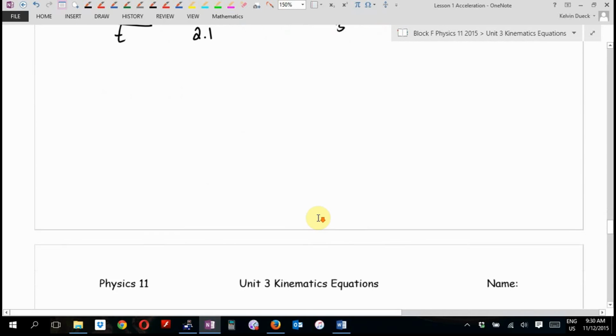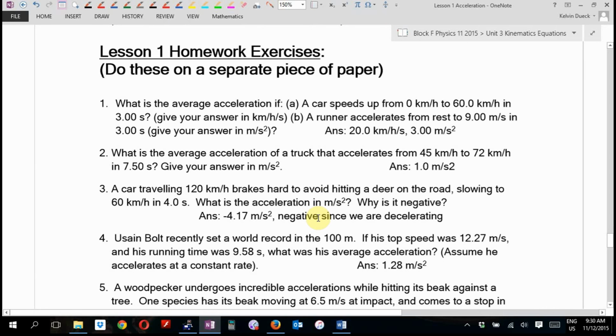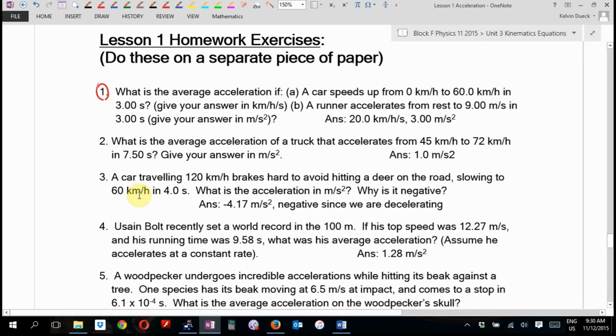What's your homework today? I wrote do these on a separate piece of paper because I just don't think there's room to write everything here. Or do you guys have a blank page on the back of your homework? If you want to do it on that blank half page, whatever. But I would recommend doing these on a separate piece of paper. If you do, how about as a title, Lesson 1 homework exercises would really, really help. I think number 1 is good. 2 is good. So number 1, I'm asking you to find an acceleration in kilometers per hour per second, which I hate.